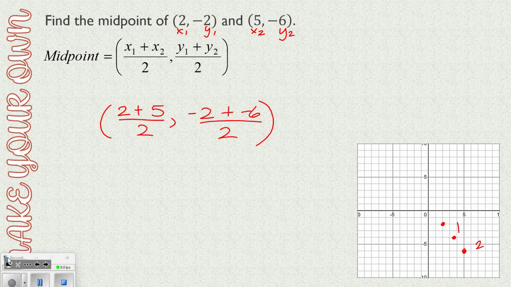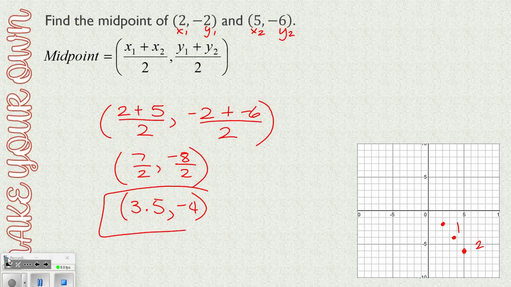Okay, now I just have some simplifying to do. 2 plus 5 is 7. Negative 2 minus 6, that's going to be negative 8, right? Now, 7 over 2, it doesn't go in even, and that's okay. I could either leave it as 7 over 2, or let me make it a little easier to understand. Let me put that into a decimal. 7 divided by 2 is 3.5, and then negative 8 over 2 is negative 4. So what I'm telling you is the midpoint is the point 3.5 comma negative 4.